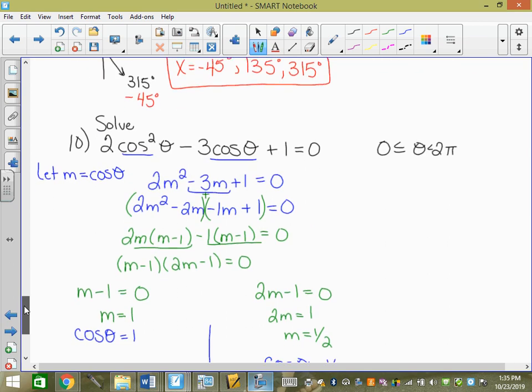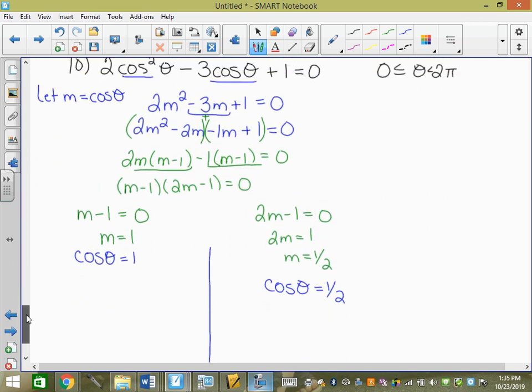Our domain is nice. I still give you a nice one. 0 to 2 pi, not inclusive of 2 pi. I could have written it like this, which they sometimes will.